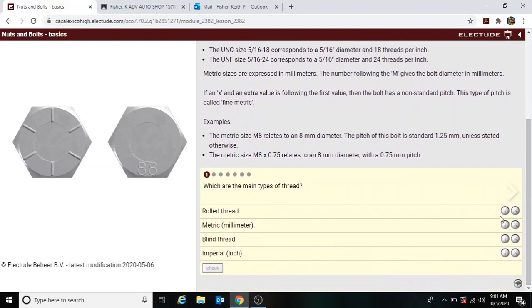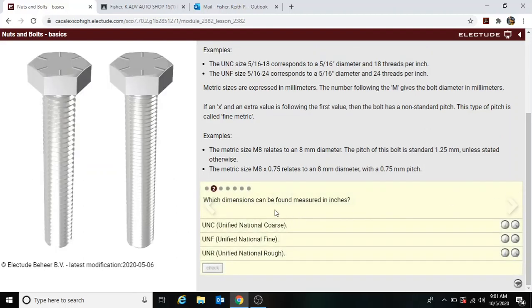So the two standards are metric and imperial for sizes of bolts, size indicators. Which dimensions? Well, we talked about the UNF and the UNC. This is just to throw you off.